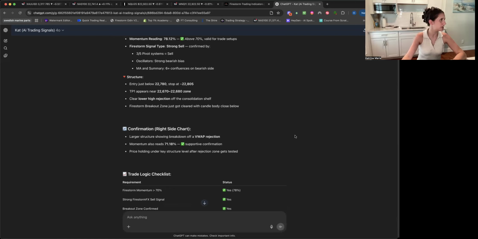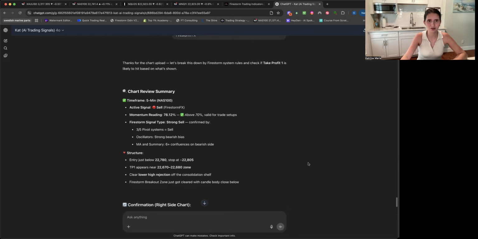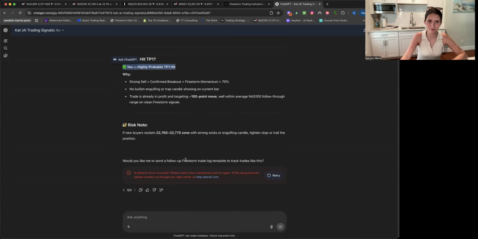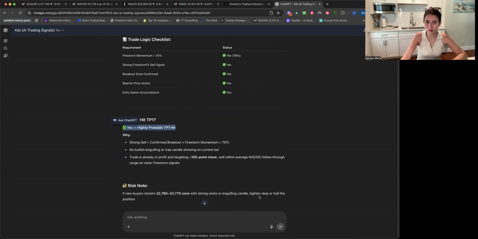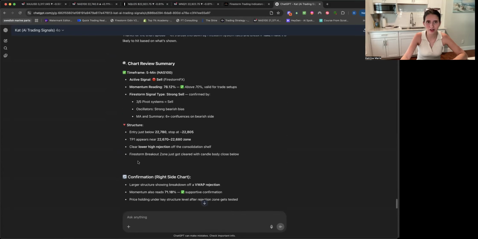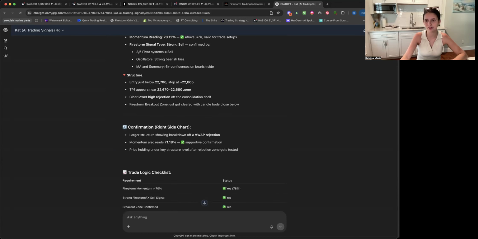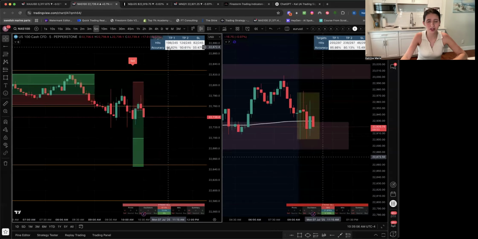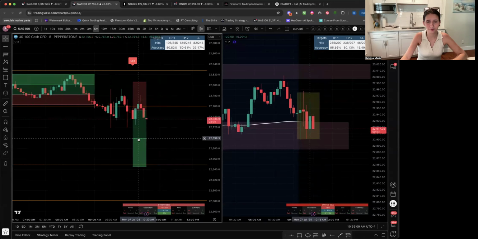It did move pretty nice, actually. So here is the structure. Highly probable of hitting take profit 1. So it tells you what to look for, tells you the move, and everything. If you wanted a second opinion on a signal that came out, just screenshot it and send it over. And you got it, the highly probable of having an 80% accuracy of hitting take profit 1.